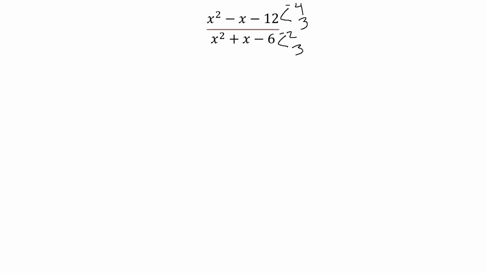So this factors out as x minus 4, sorry, x plus 3, and then x plus 3 over x minus 2. Now again, if you are here and you don't have anything that matches, double check your factoring because you should always have something at this level right now that will cancel out.